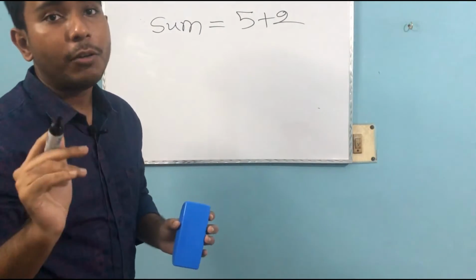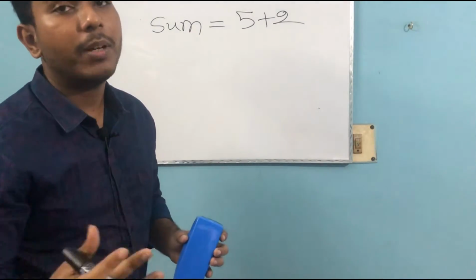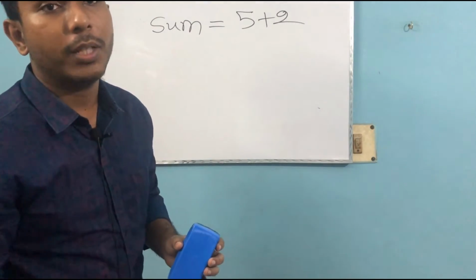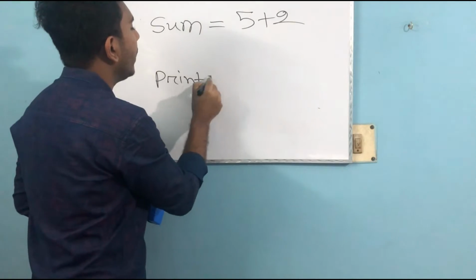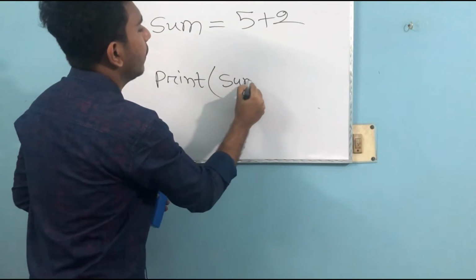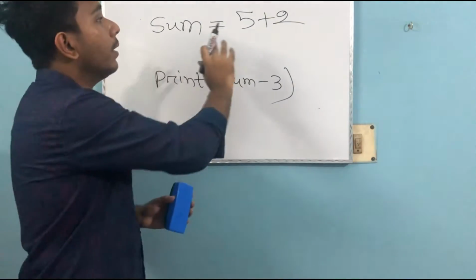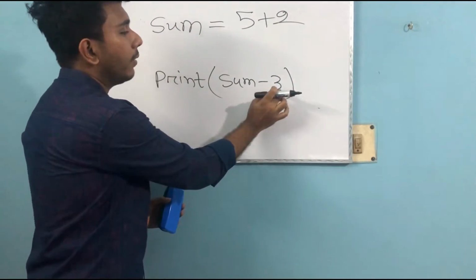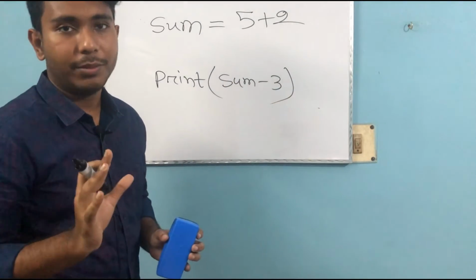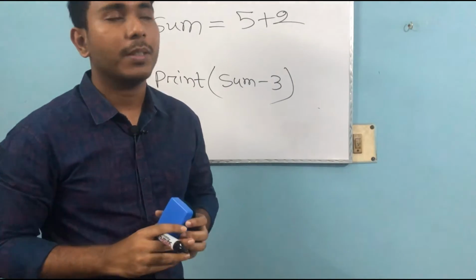Now if your boss tells you to subtract a number from that, you can definitely do that. You will just write later on print sum minus 3, because you have already stored the calculation in a variable. Now you can easily subtract the 3 from that old variable, right? So that is the use of a variable actually.